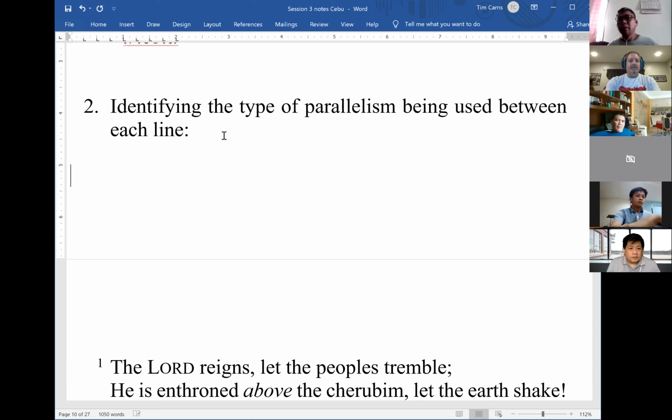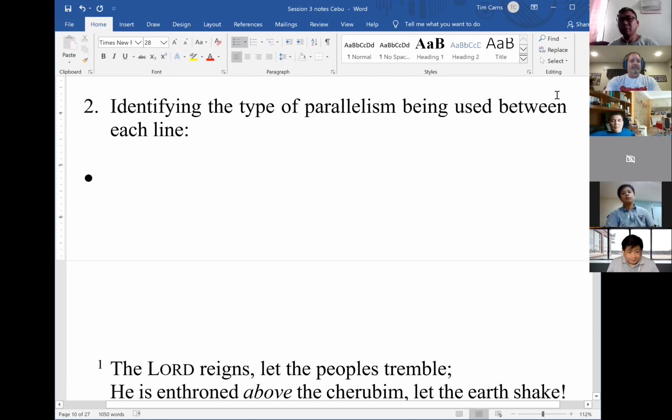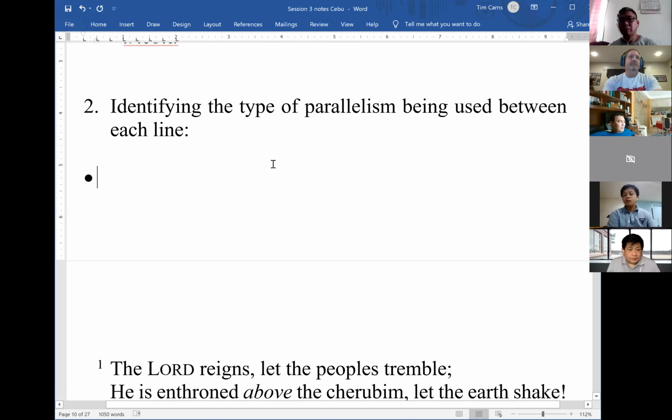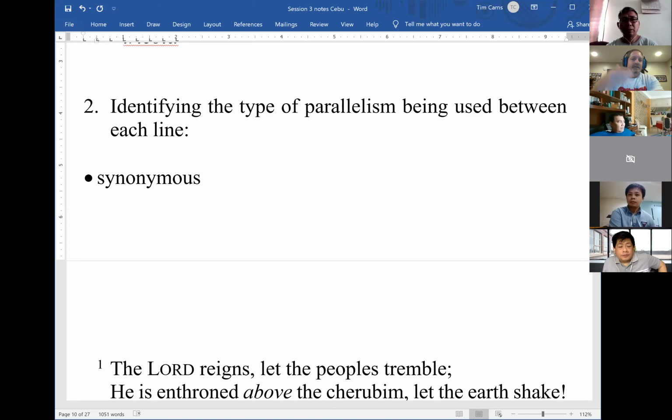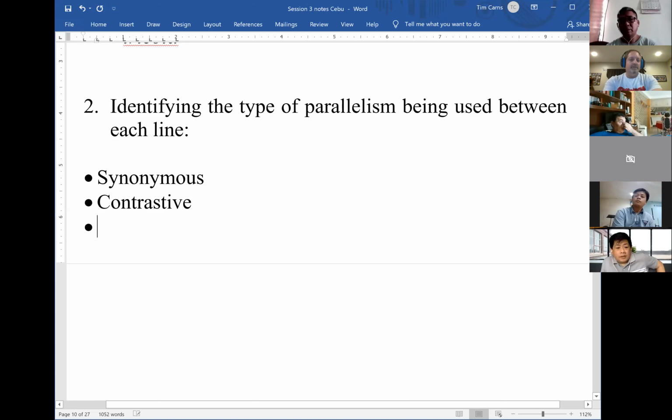Let us remember, brothers, what are the 5 types of parallelism that we considered? You guys should have these memorized by now, right? What's the first one? What kind of parallelism is most common? Synonymous, where line 2 says the same thing as line 1. What's the next one? Contrastive, where the second line contrasts the first. And then the third category, Developmental. That one is a little bit more complicated because it has 3 types.